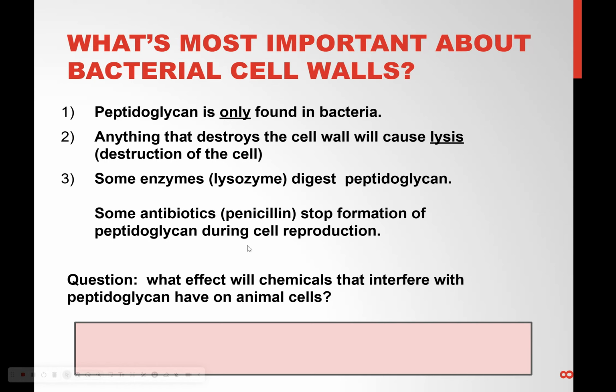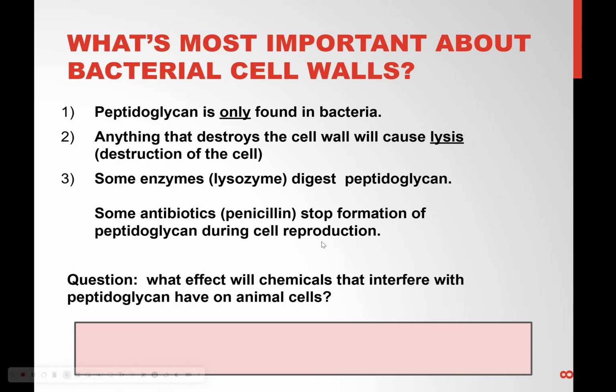And this is great because it's leading into this question down below where it says, what effect will chemicals that interfere with peptidoglycan have on animal cells? It's not going to have any effect on animal cells because we don't have peptidoglycan in our cell walls, right? We're eukaryotes. So if we're using a drug to kill a bacterium that targets peptidoglycan, it's not going to harm us in any way, shape, or form because we don't have peptidoglycan, right? Well, it's less likely to harm us, right?